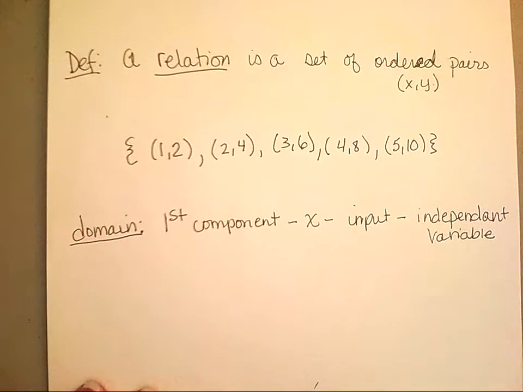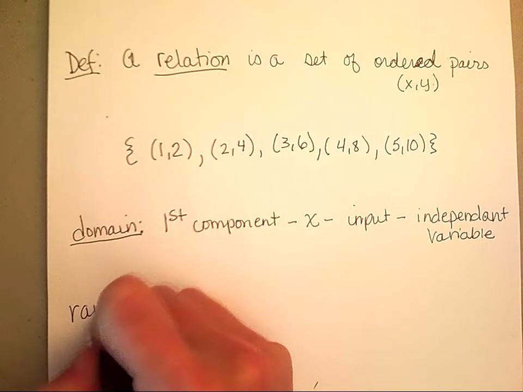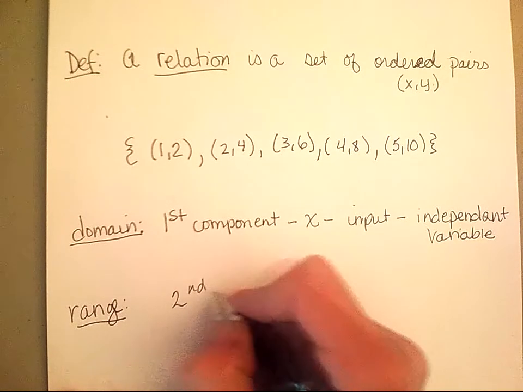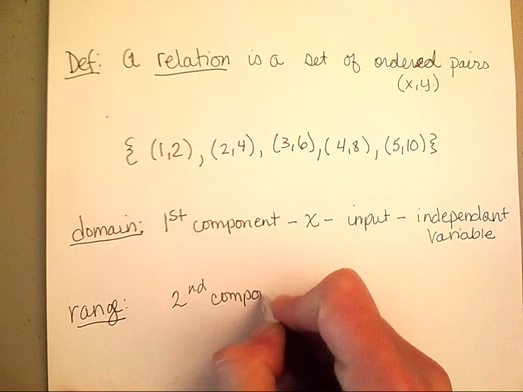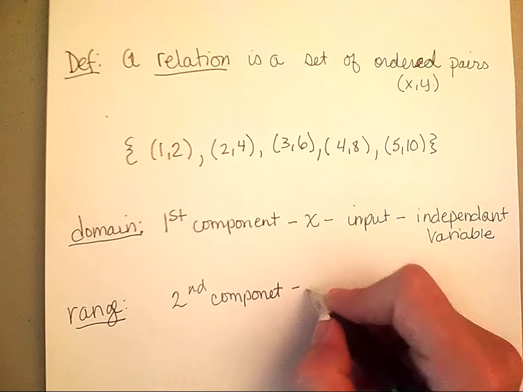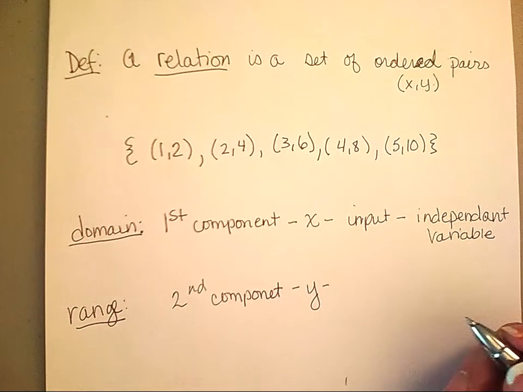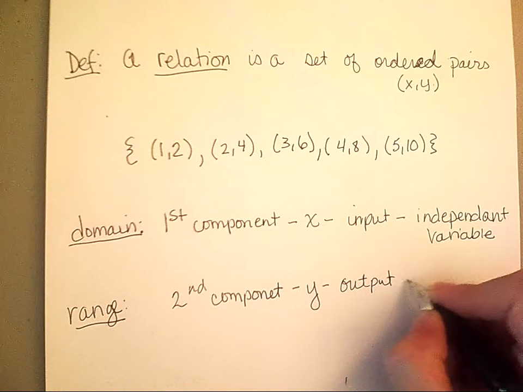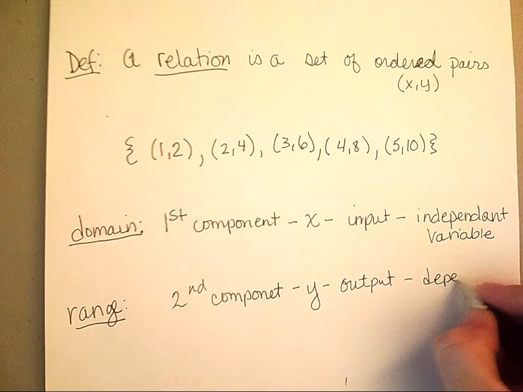Then we also have something called the range. And in a relation, that's the second component. We usually let that be denoted by the letter y. We also talk about that as being the output of the function or the dependent variable.